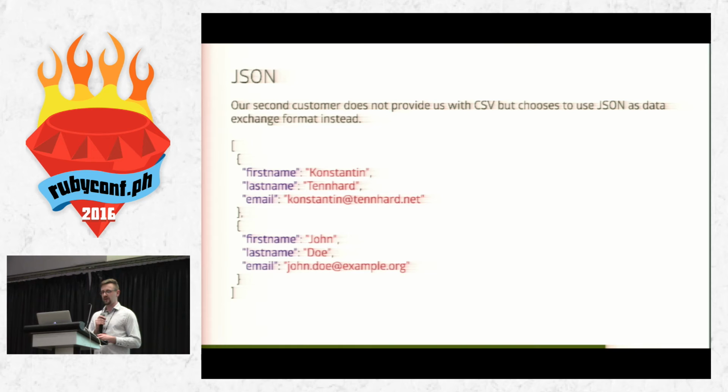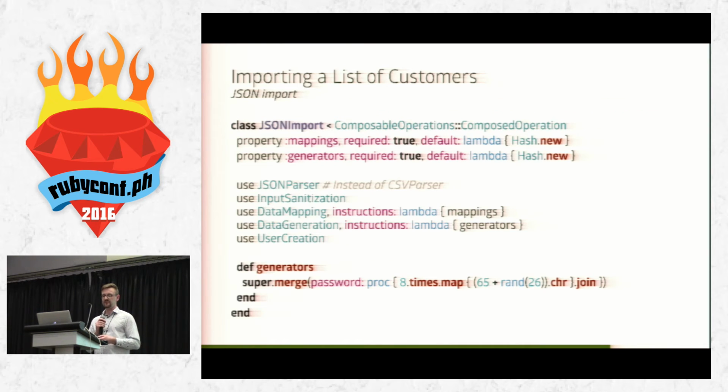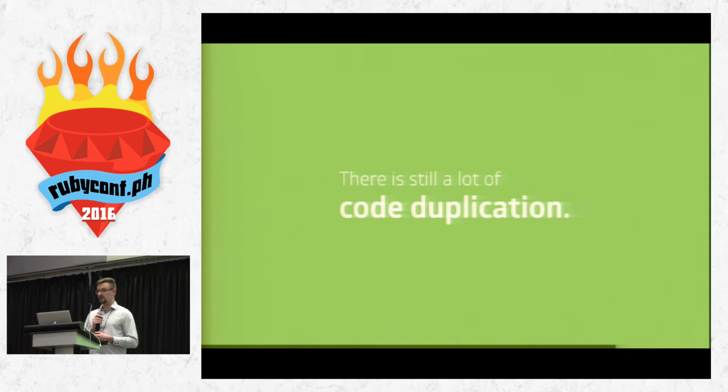Instead, I want to talk about a change in use case. Let's say you have a second customer that provides you with data in JSON, and now you want to import this JSON data. What you could do is obviously copy the entire pipeline definition and simply replace the parser. But again, that is still a lot of code duplication.